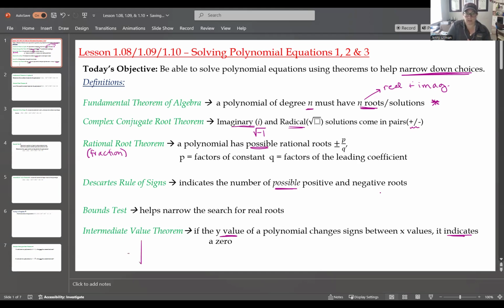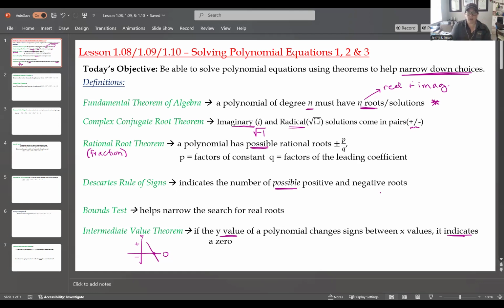Because if you think graphically, if this is my y-axis, anything up here is positive, anything down here is negative. So in order to go from positive to negative, I have to cross over 0 or have an x-intercept. So that intermediate value theorem can tell you, hey, you went from positive to negative. That means between those numbers, there's going to be an answer.